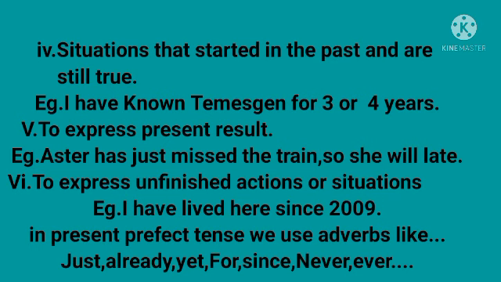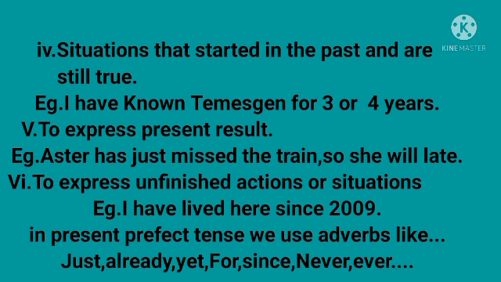that started in the past and are still true. For example, I have known Temesgen for 3 or 4 years, that means I still know him now. And also to express present result, it is the tense we use for a result that exists now. For example, Aster has just missed the train so she will be late. Aster has missed the train, that means she is late. Still the result exists.